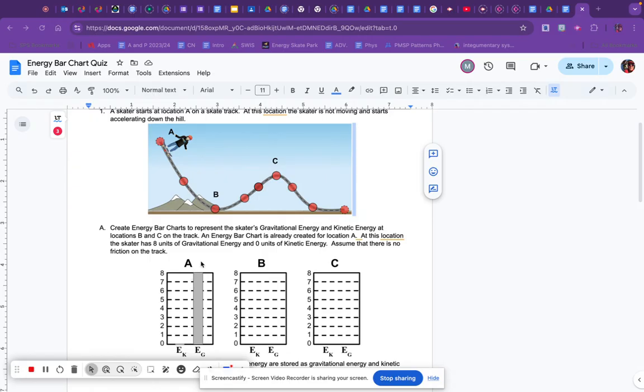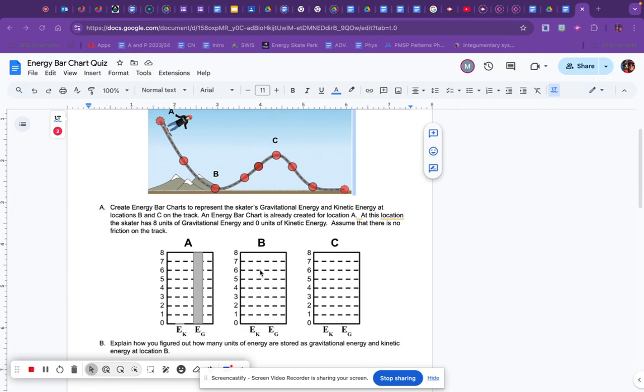Okay, so position A looks very much like position 1 on page 3. Now you have to look at position B. If you look at your energy bar charts on page 3, you're going to notice that B looks very similar to position 3. So go ahead and fill in the bar charts. Remember, there's 8 units that we're using in the system. They need to all be used.